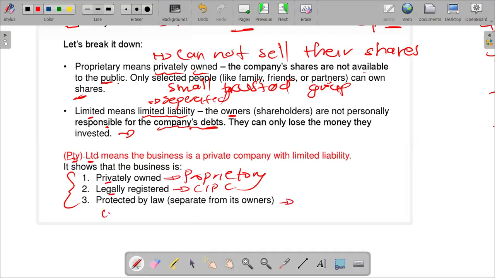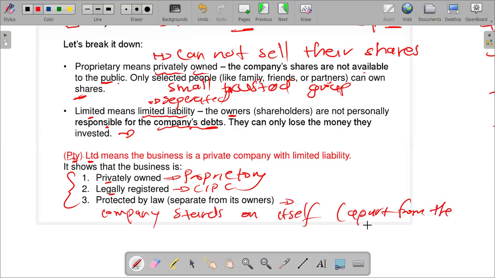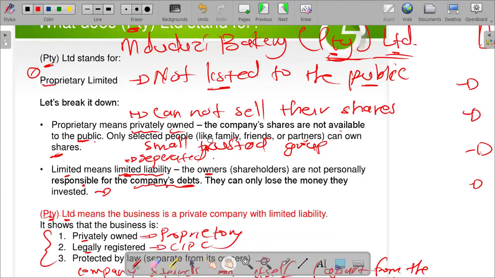So the company stands on itself. Apart from what? Apart from the owners. All right. So remember that limited liability. It separates the company from the owners or the shareholders in this case. Yes, it separates the company from the shareholders.